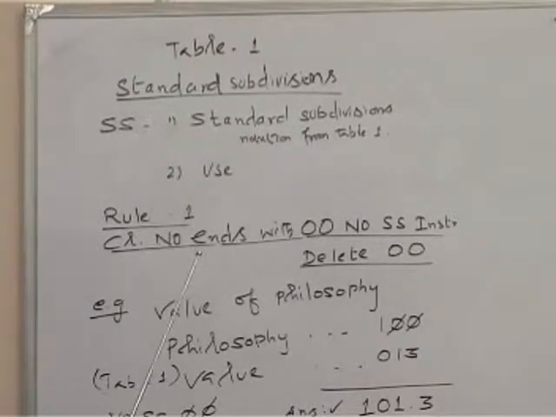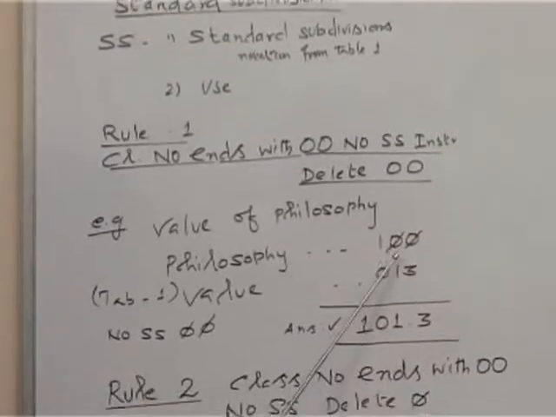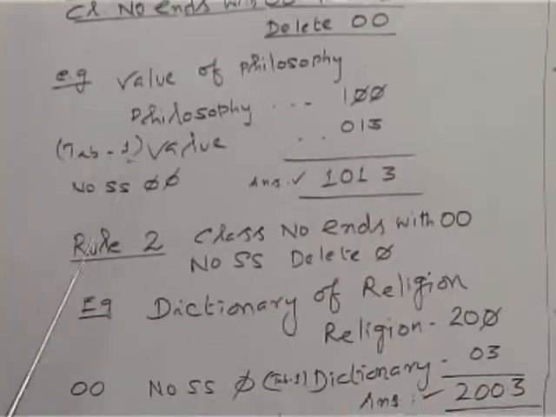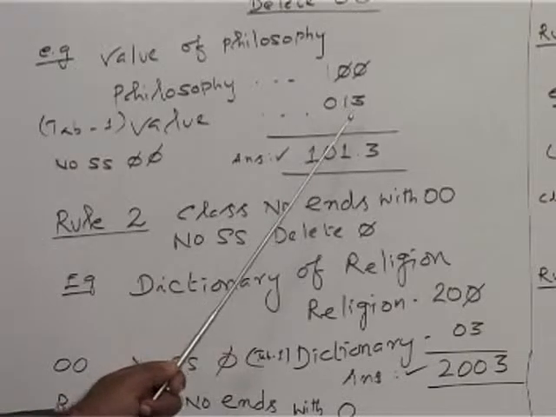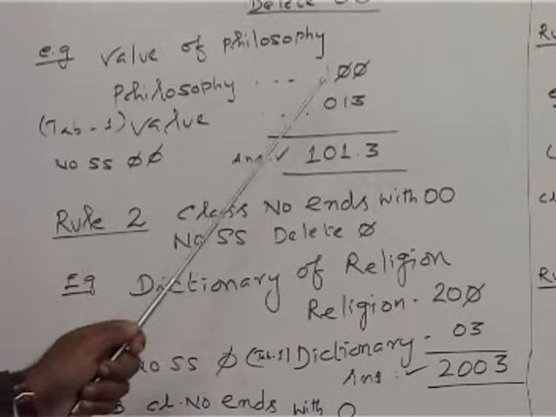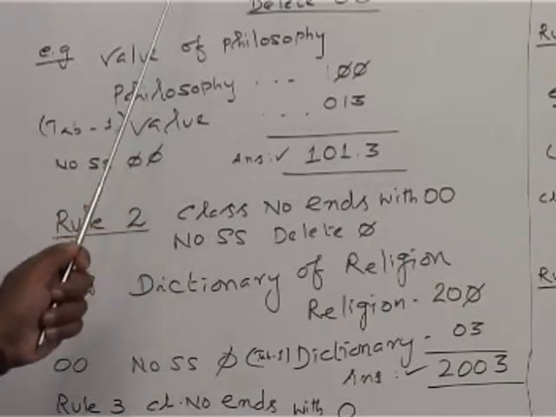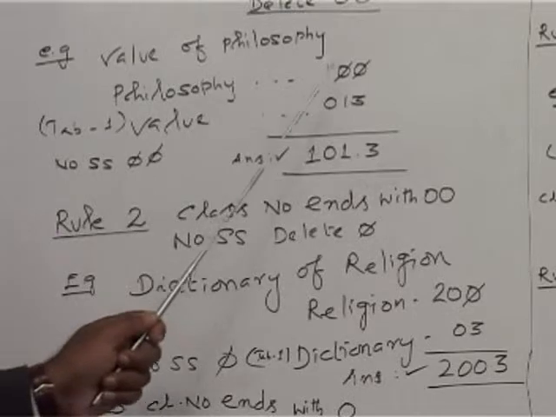So let me explain with an example here. For example, you have been asked value of philosophy. Philosophy is the subject term. It is to be searched from the index and you can get the number 100. It ends with 20. Then in table 1 you can find value, subject, 013, right side SS 013. Now under 100 in the schedule you may not find any type of instruction like standard subdivision or use instruction. So you have to delete 20.